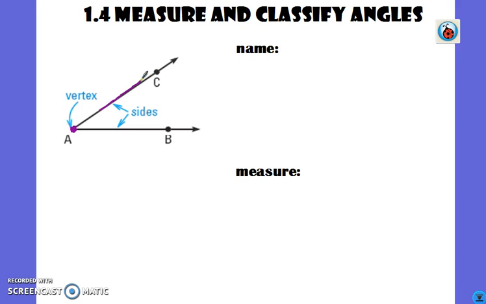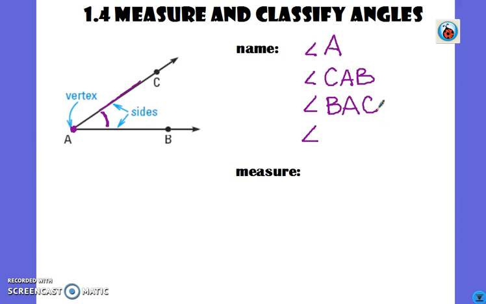But really the angle is the opening that is made. Remember, we have 4 ways to name this angle. I wonder if you can come up with all 4. One of them is just to name it using the vertex. We could call that angle A. Another way, we could call it angle CAB. We could call it BAC.